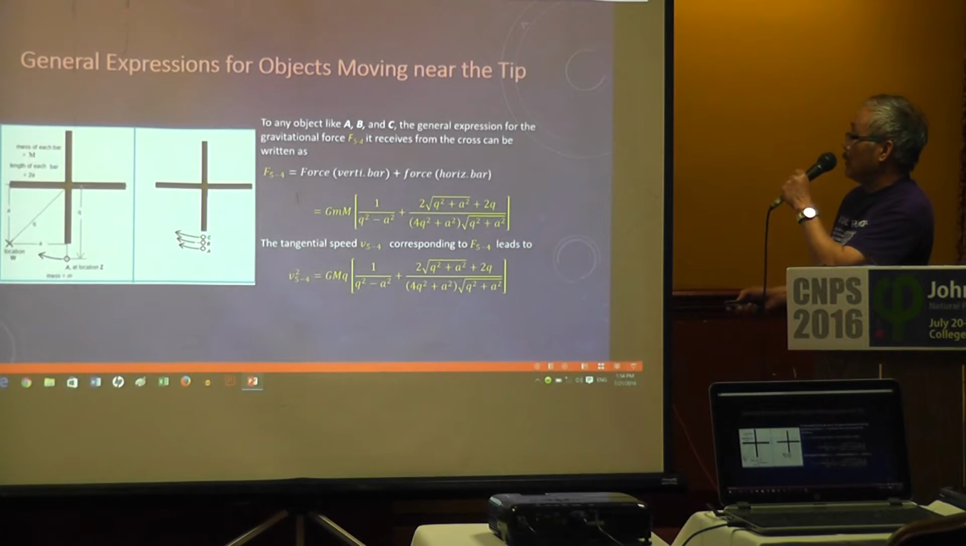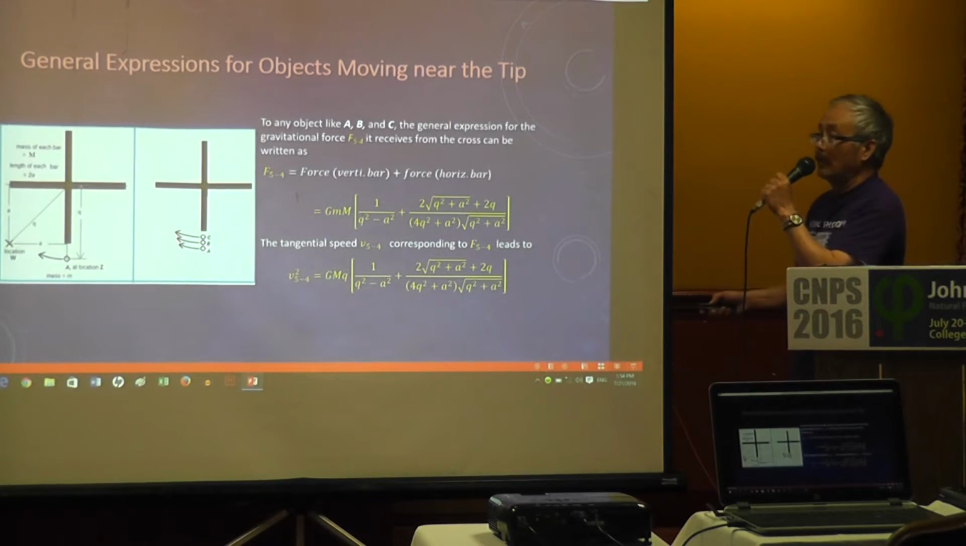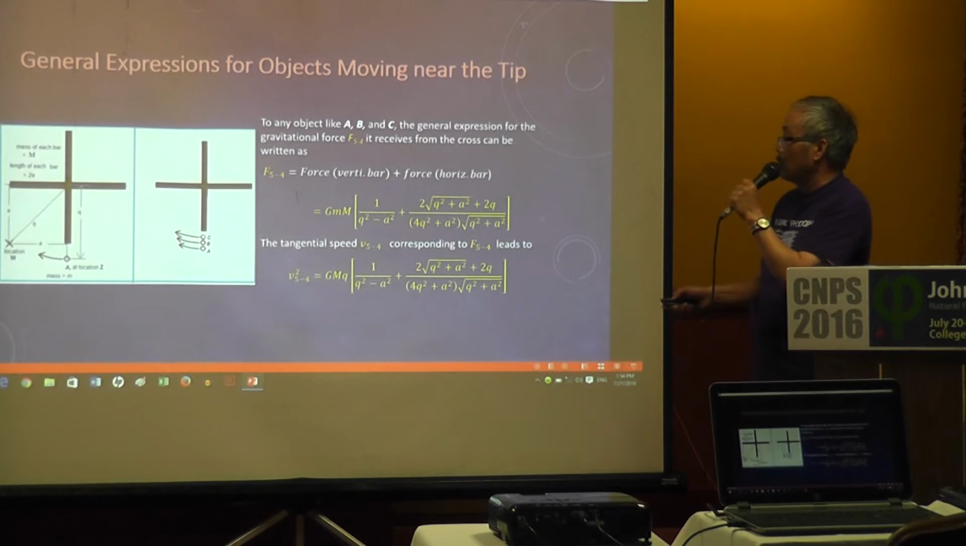If several objects line up on this line, it's easy for us to visualize that body C should have a higher tangential speed than body B, and then body B will have a higher tangential speed than A. Next slide, please.